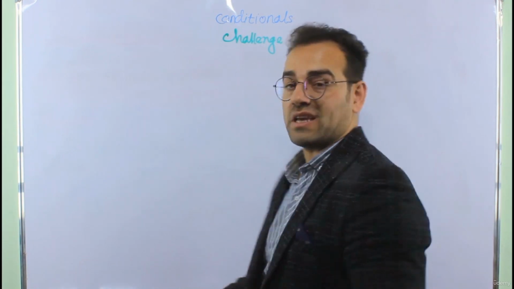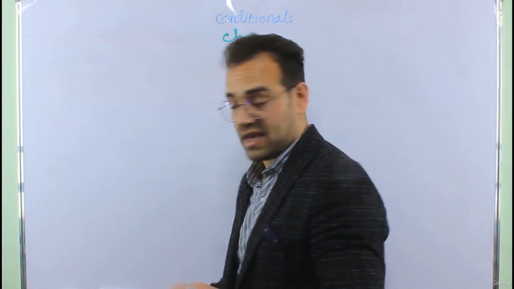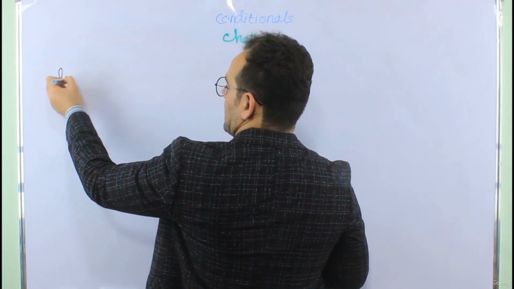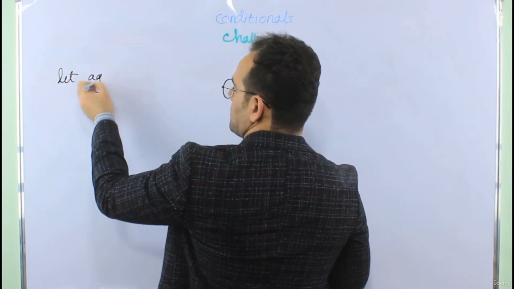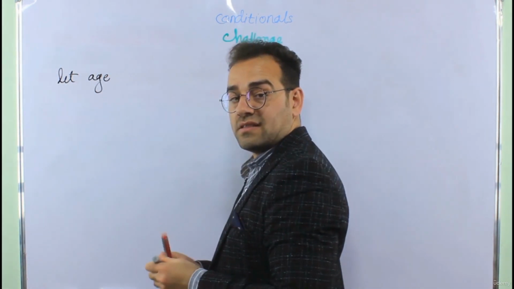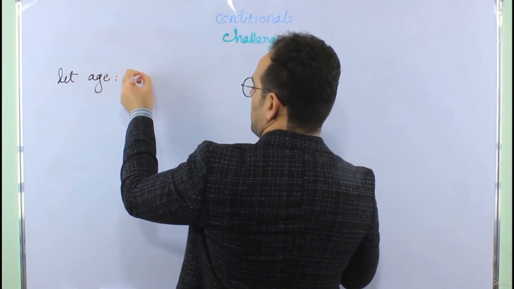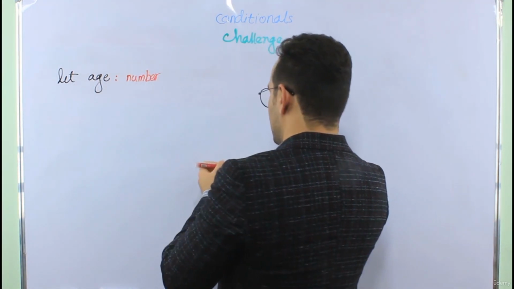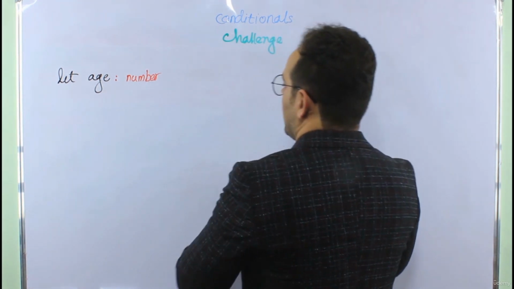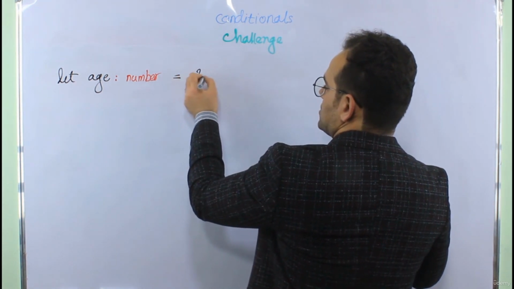First off, we need to create a variable that is going to hold the age. I'm going to say let age, and we need to type annotate that as well. The age is going to be of type number, and then it's going to be 21.